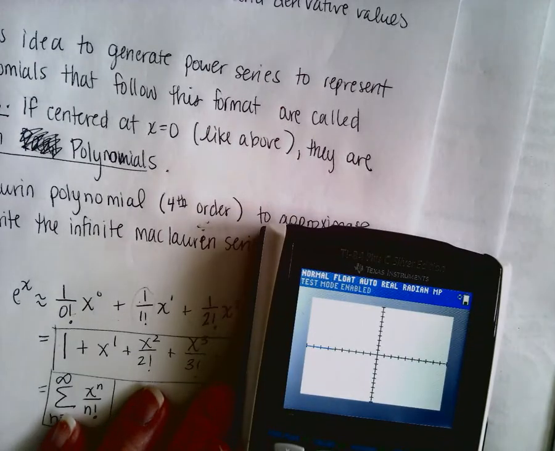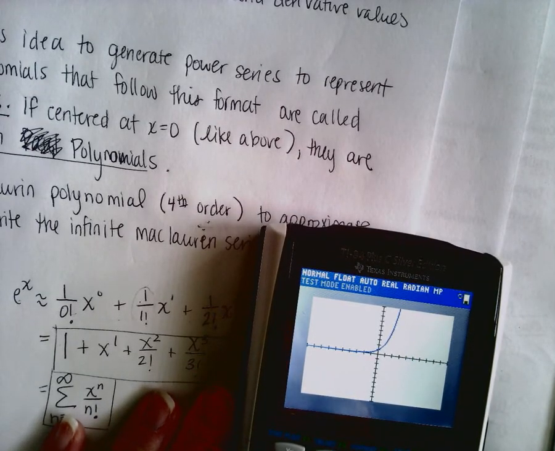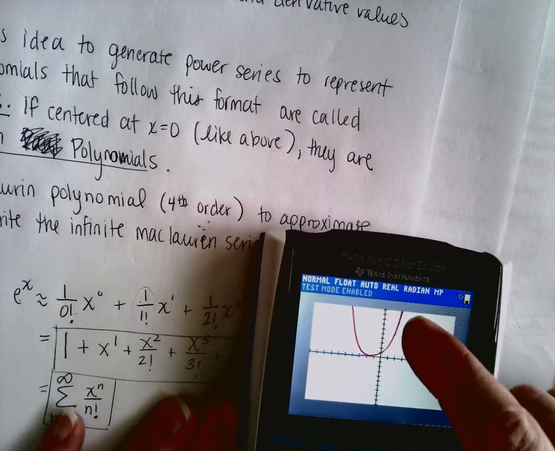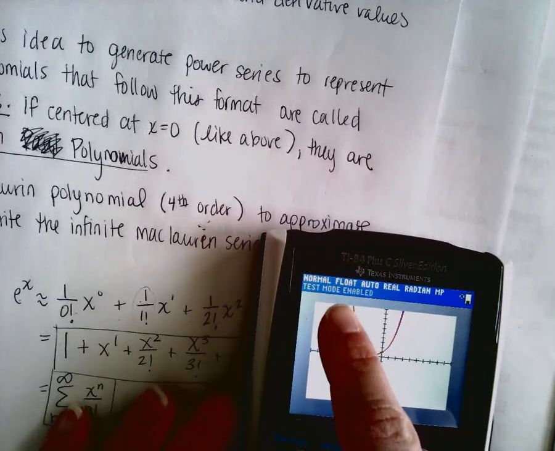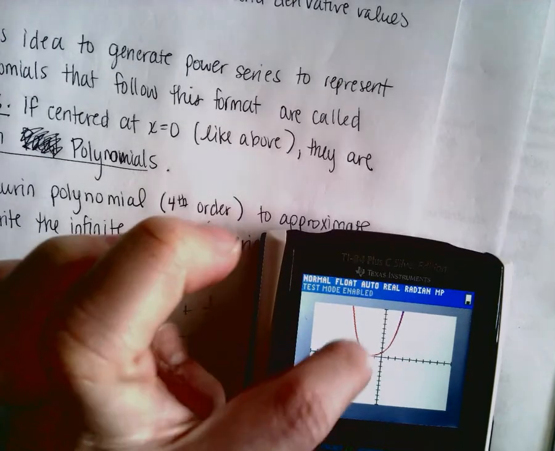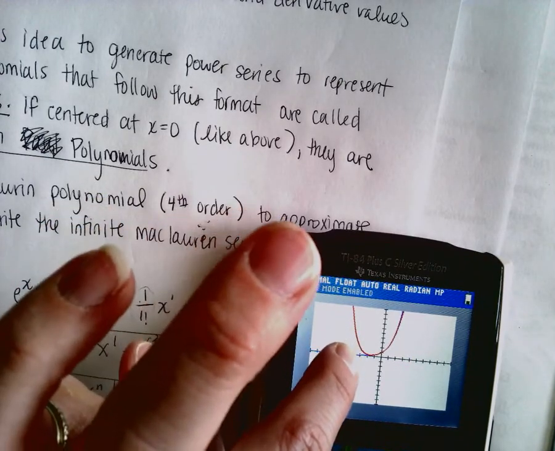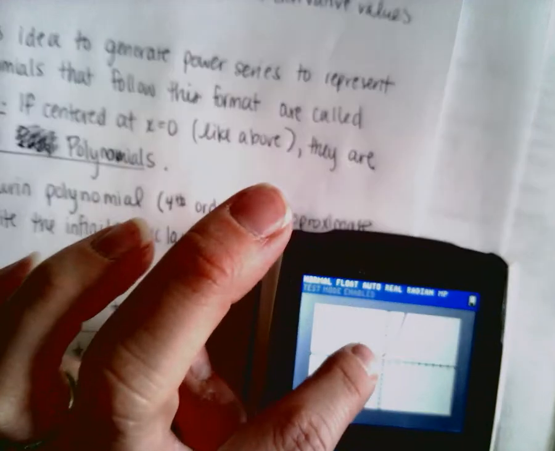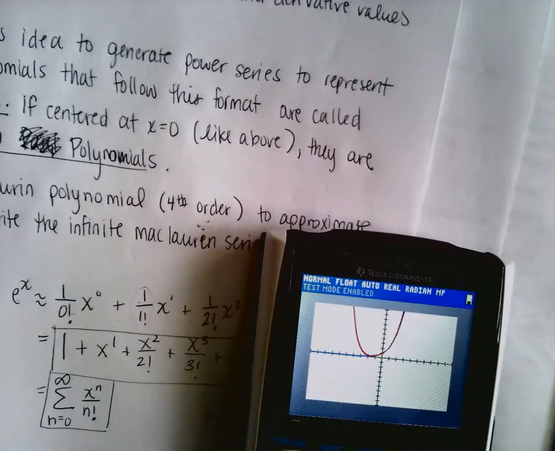So this is e to the x right there. And then our fourth degree polynomial should be coming. And wow, look, it looks really good over here. Of course, not as good here. So what's going to happen is the more terms you have, this red line is going to start to flatten out and get closer and closer to that e to the x graph. So pretty cool.